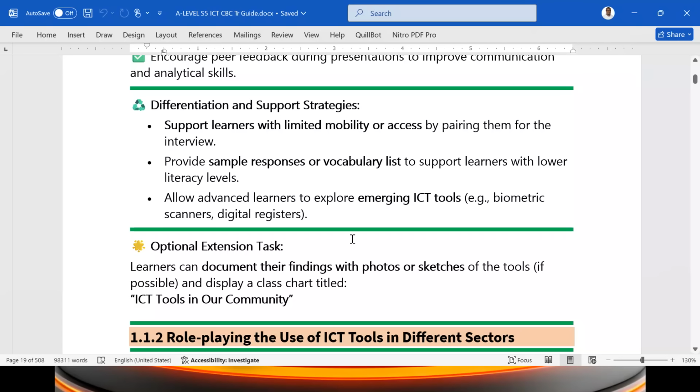Here I provide an optional extension task. Learners can document their findings with photos or sketches of the tools, if possible, and display a class chart titled ICT Tools in our community. That optional extension task is key so that you have charts in your classroom, ICT tools in your community. Photos are there, well labeled, and what they do.